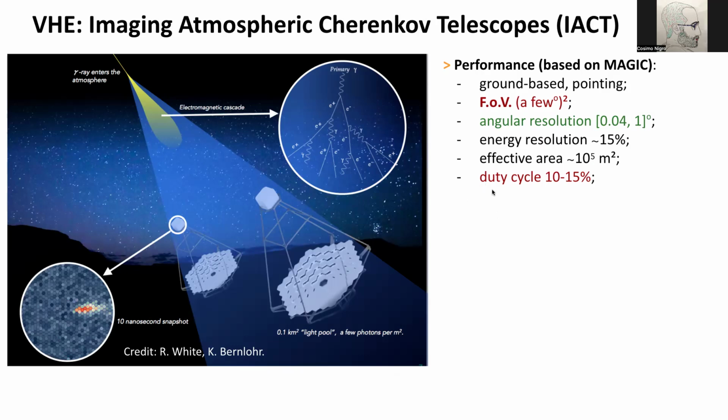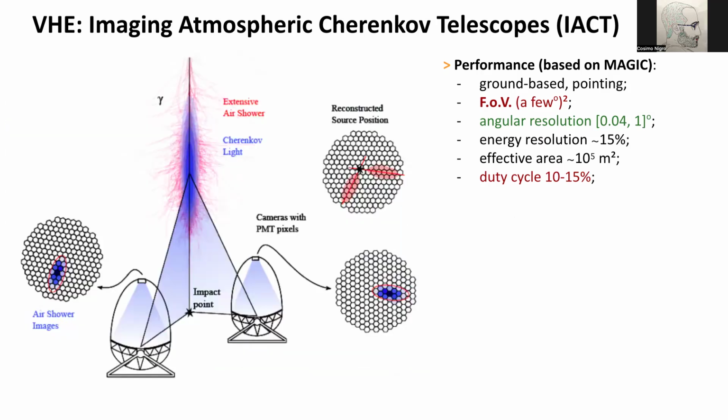Unfortunately, they can only work at nighttime because the Cherenkov light is very dim. So you need dark conditions to observe it. And also you are subject to atmospheric conditions. You really want to have good atmospheric conditions to make this type of observation. So the duty cycle is something around 10 to 15%. Also, the moon can be a problem, because a very intense moon can also affect your capacity to detect Cherenkov light.